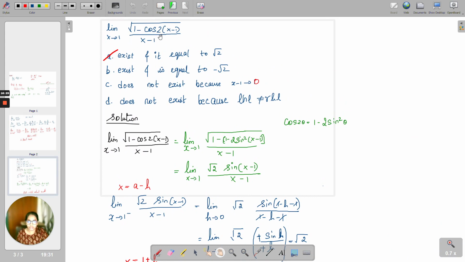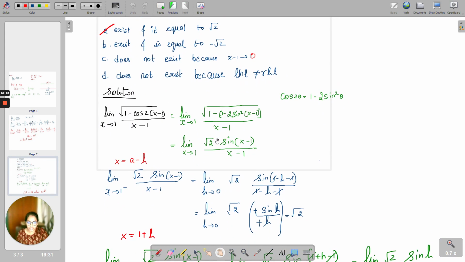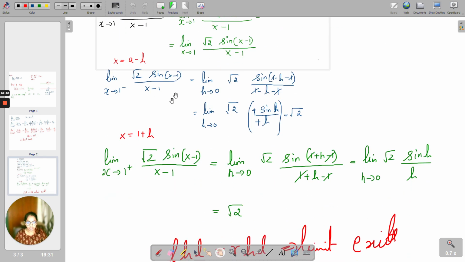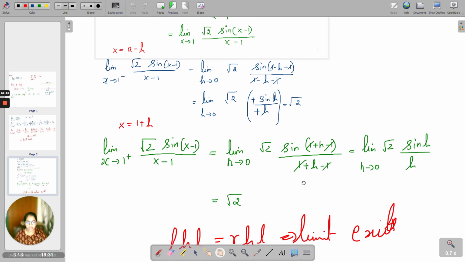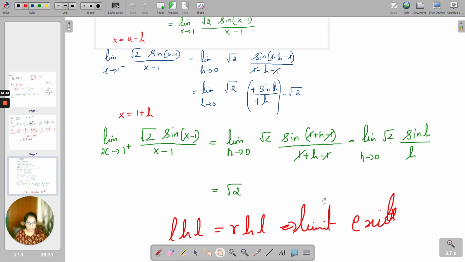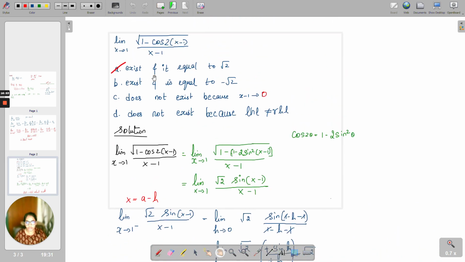Okay, so as they have given the question, first we simplified the question. Instead of taking the main question, which is a bit complex, we simplified it using some trigonometric formula. Yes, and then for that simplified thing, we applied LHL and RHL, and we got the same value, that is root 2 and root 2. So since they are equal, the answer was option A, saying limit exists and it is equal to root 2. Okay.